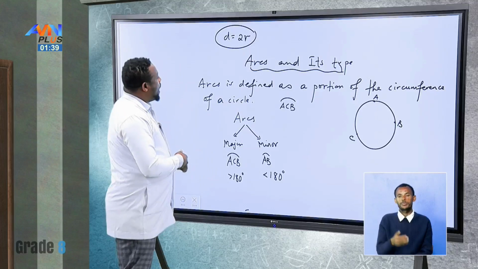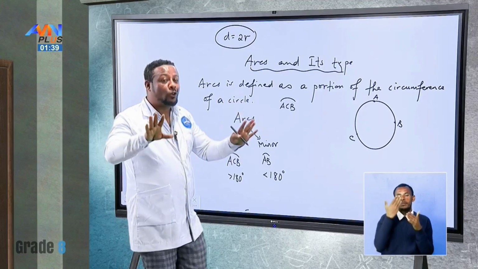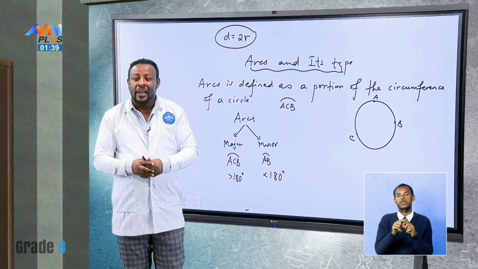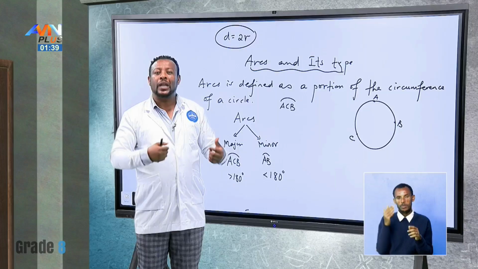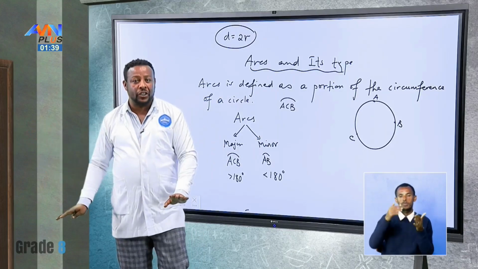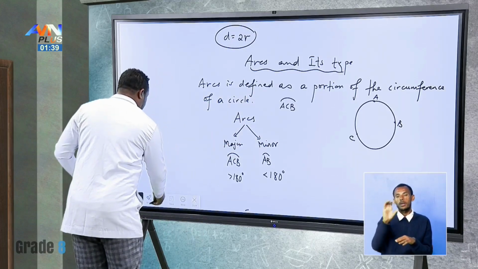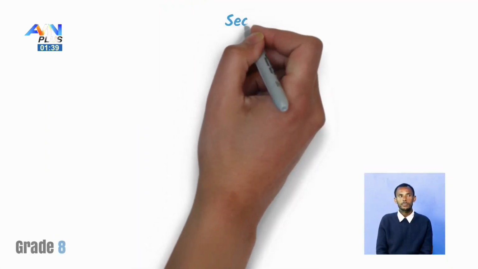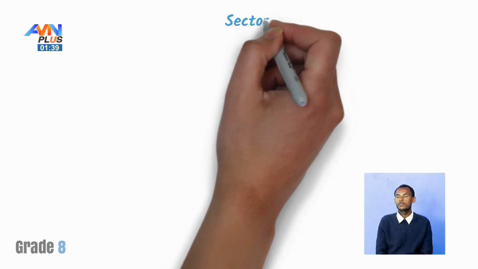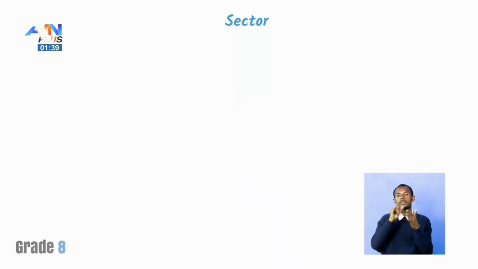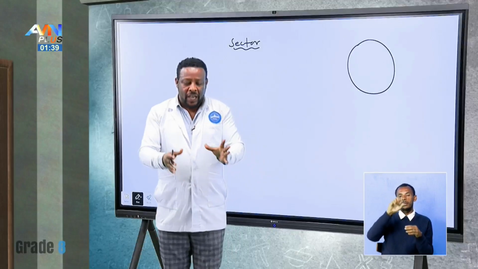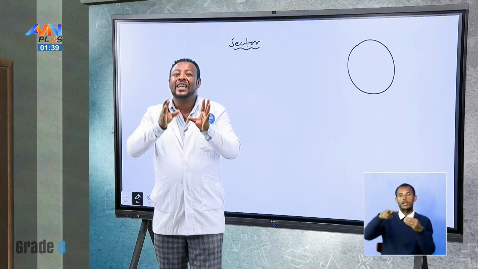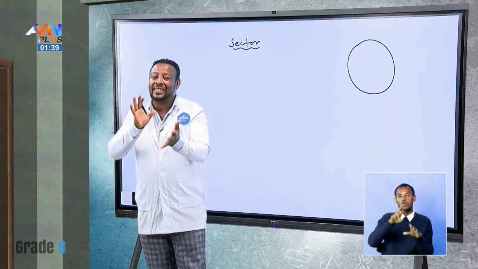Good. We do have some other terminologies today, as I have said before. There are so many terminologies that you need to know so that you will understand our next point of discussion. So after arc, we have sector. Sector, okay? What is a sector? For example, if we have a certain circle, a sector is defined as a portion or a region which is enclosed by two radii and an arc that subtends it.